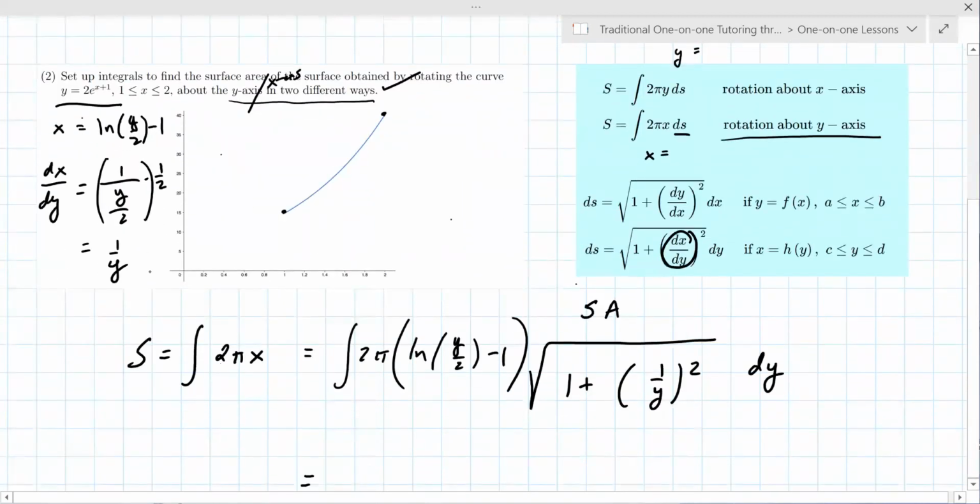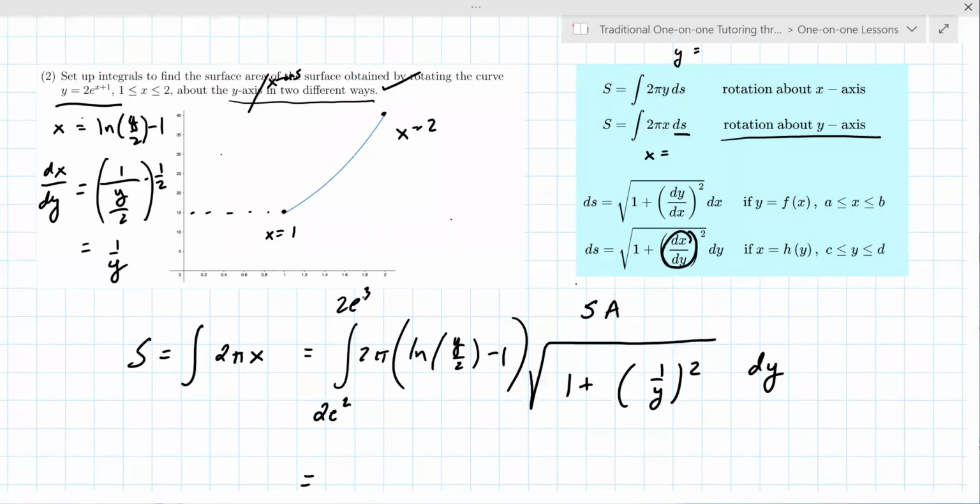So then when we need limits, the limits are the y limits. Whatever y is when x equals 1, which would be 2e squared, and when x equals 2, which is 2e cubed. You've got to get your limits in there. So it wouldn't be just 15 and 40.